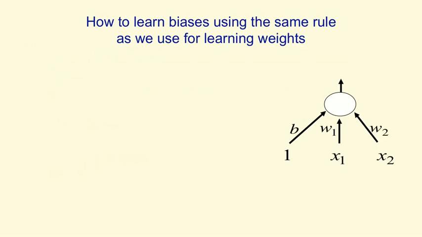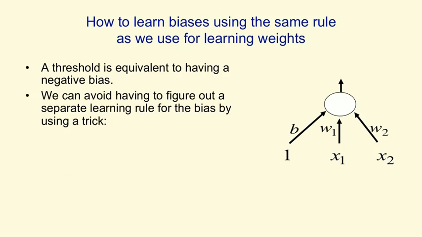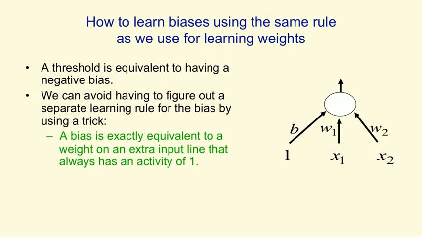We don't want to have a separate learning rule for learning biases, and it turns out we can treat biases just like weights if we take every input vector and we stick a 1 on the front of it, and we treat the bias as like the weight on that first feature that always has a value of 1. So the bias is just the negative of the threshold, and using this trick we don't need a separate learning rule for the bias. It's exactly equivalent to learning a weight on this extra input line.